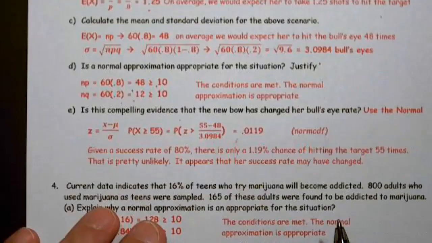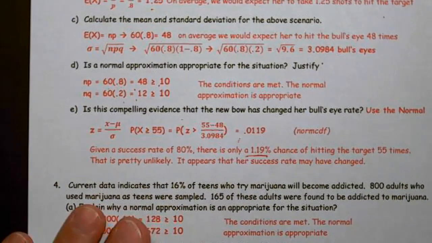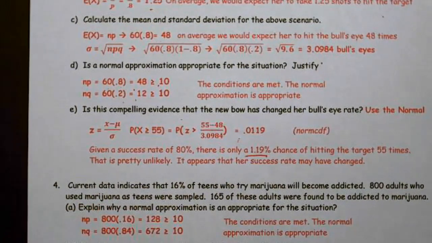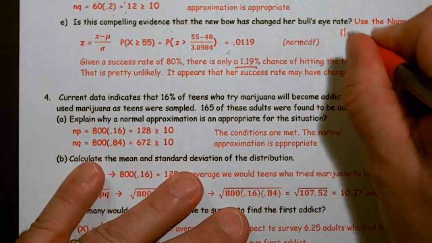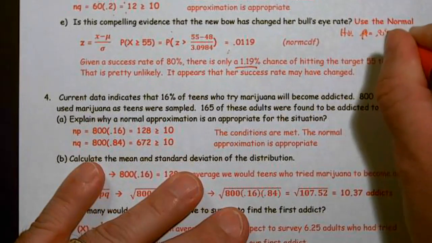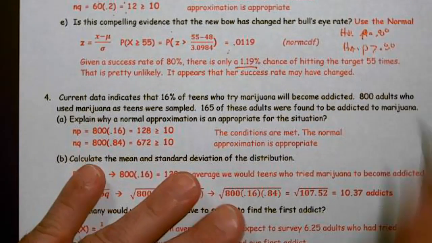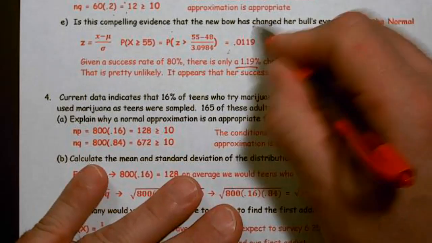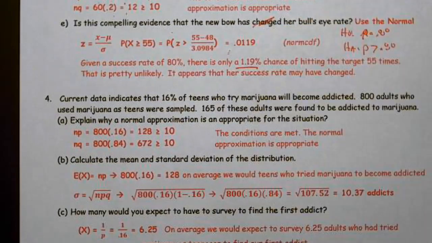Given a success rate of 80%, there's only a 1.19% chance. It appears that her success rate may have changed. In other words, that's a pretty small p-value. And in this case, we would have said, hey, the null was, excuse me, p is 0.80. Alternative, p is greater than 0.80. It's like, yeah, it looks like it's changed. And it should have said has increased. All right, has increased, because change would be a not equal, but we should use increased.